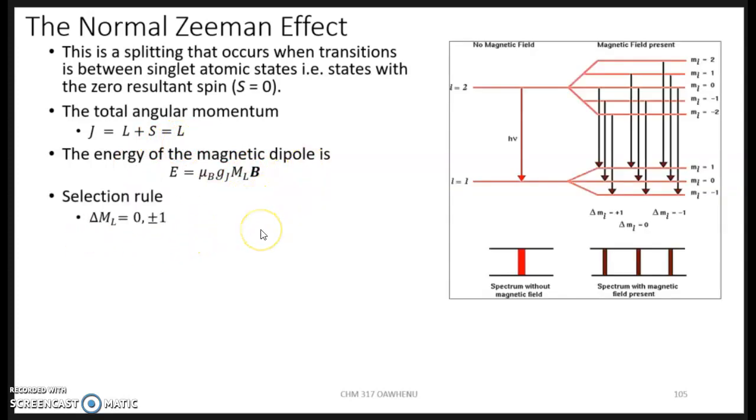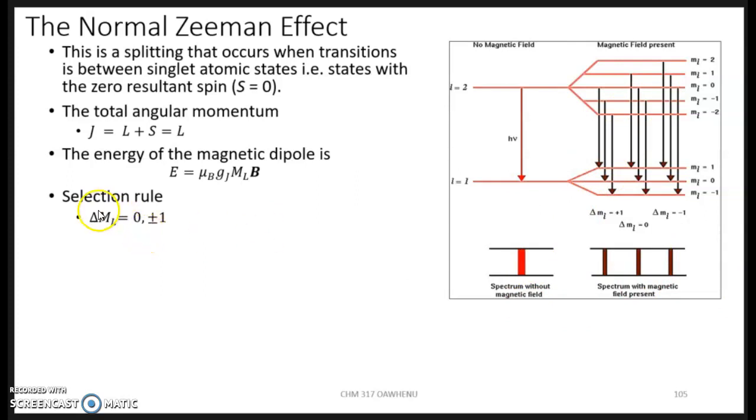So this is a transition from a state with L equals 1 to L equals 2, where S is 0, so we are not considering S. So this is a normal Zeeman splitting. In the absence of a magnetic field, the transition is just one and one line is observed. So this Zeeman effect is often observed with a very accurate instrument.